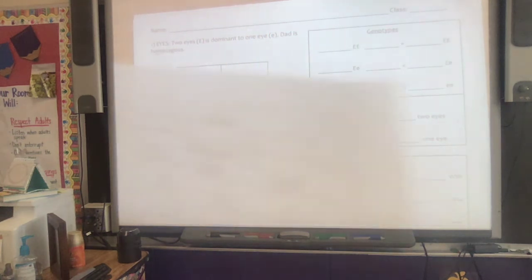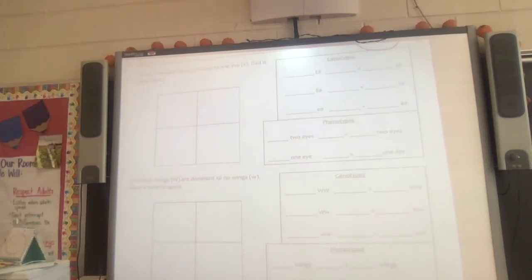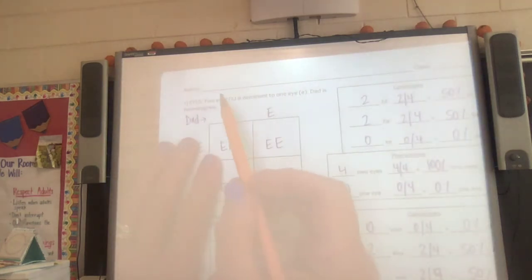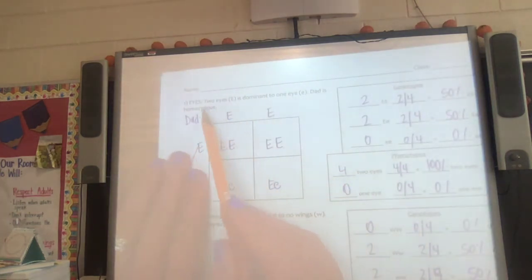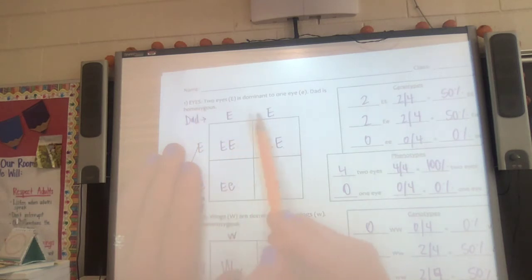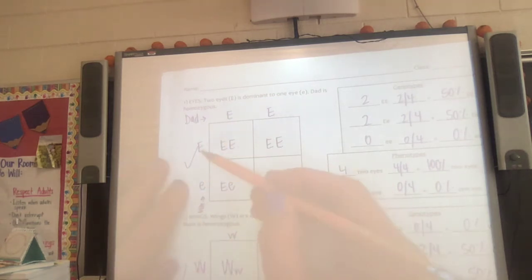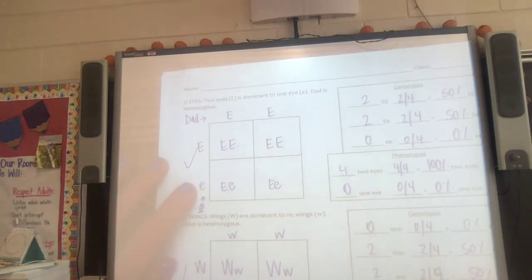So I'll show you my example that I did last night. It told me that dad is homozygous, which means he's either both capital or both lowercase. I chose to make them both the dominant, 2 eyes. You could make lowercase. That just depends on what you want to do. That's why I'm saying that yours might be different. Also, it doesn't tell us about mom, so you have the liberty to make mom whatever you want. I chose to do heterozygous, big E, little e.